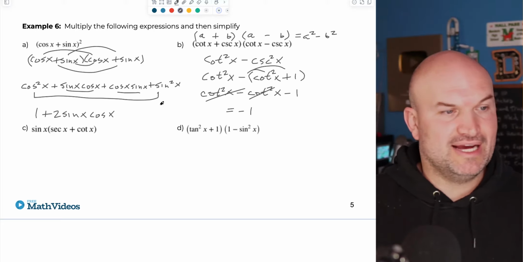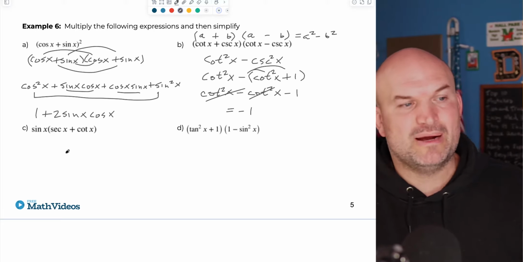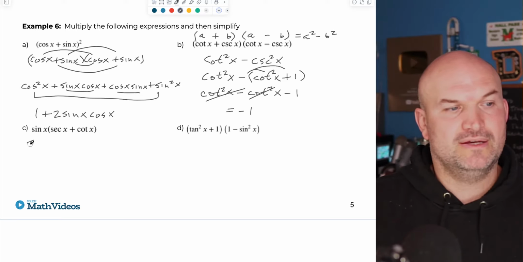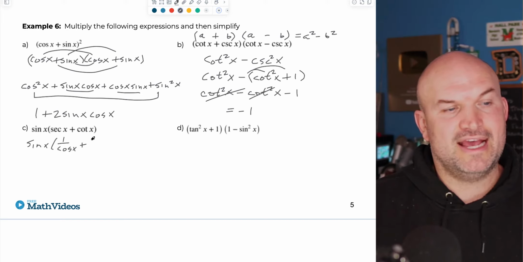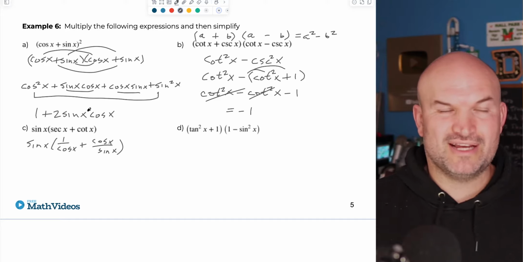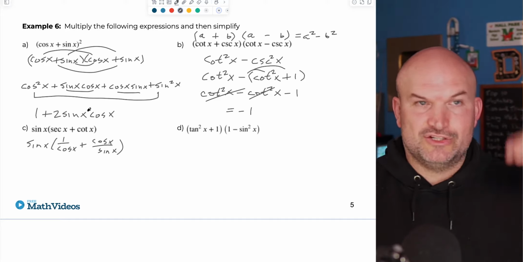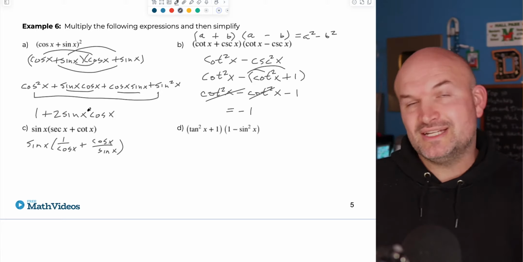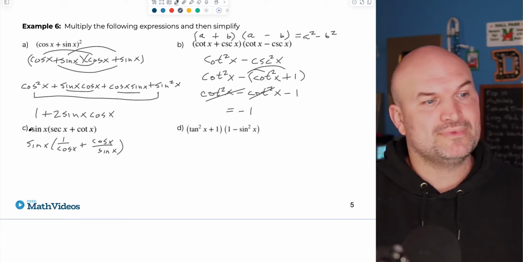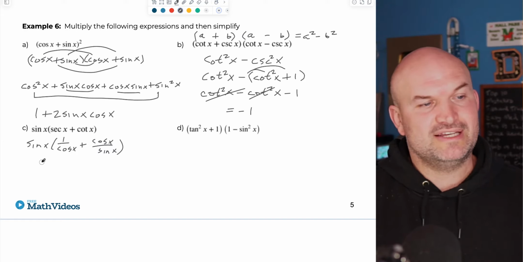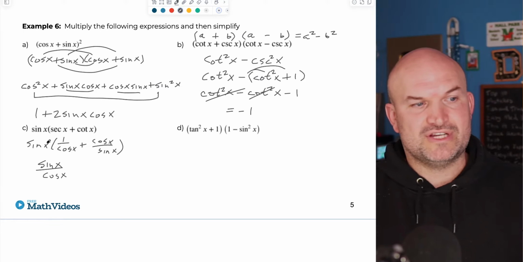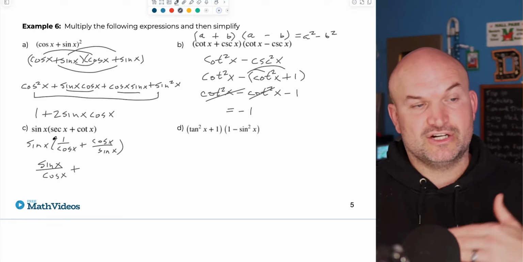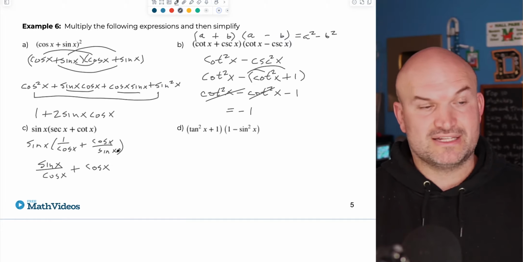Over here, again, we can just apply the distributive property. It might be helpful in this case, before you actually get into multiplying, to remember that secant is 1 over cosine of x, and cotangent is cosine of x over sine of x. Okay, so again, a lot of times, the more practice you get, you just do this in your head. But be careful, once you start doing things in your head, that's also where a lot of mistakes are going to happen. But sine of x times 1 over cosine of x is going to be sine of x over cosine of x, and sine of x times cosine over sine, those sines are going to divide out, so you're just going to be left with cosine of x.